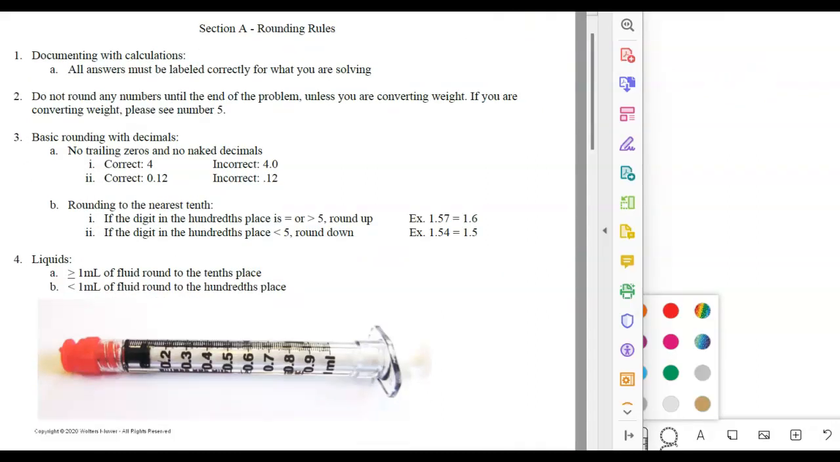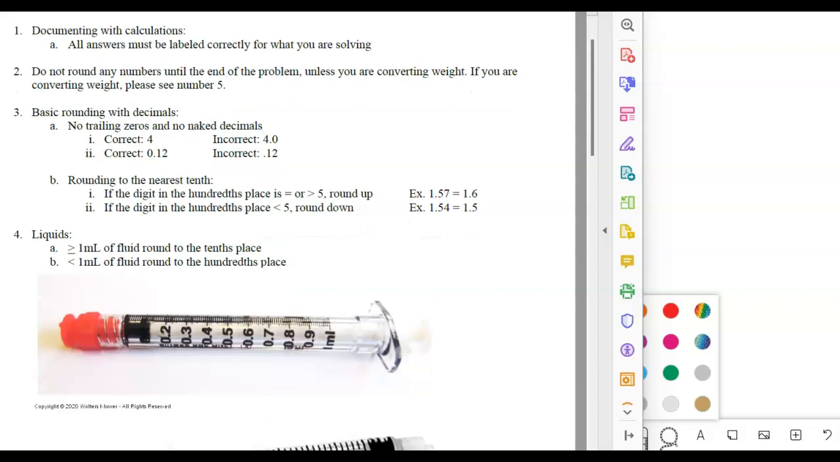Number 2, do not round any numbers until the end of the problem unless you are converting weight. If you are converting weight, we'll talk about it more in rule number 5. So this rule is pretty straightforward. Basically, don't round until your final answer unless we're talking about weight conversion. There's going to be a different rule for weight conversion.